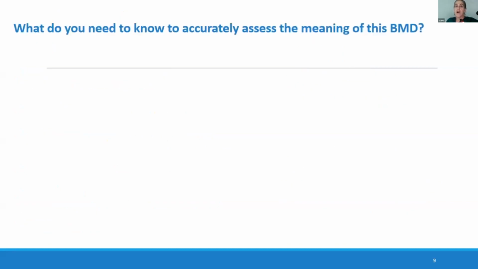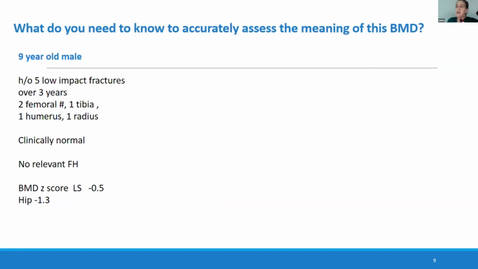So what do you need to know to accurately assess these bone densities? Here's a 9-year-old male. He's had 5 low-impact fractures over 3 years. They've been quite serious: 2 in the femur, 1 in the tibia, 1 humerus, 1 radius. Clinically, it's perfectly normal, nothing to find. Nobody in the family has had problems. His bone density Z-score is a little bit low, and the hip is supposedly minus 1.3. My recommendation is that you don't use the hip in young children. It varies enormously, and you get extremely misled by those results.